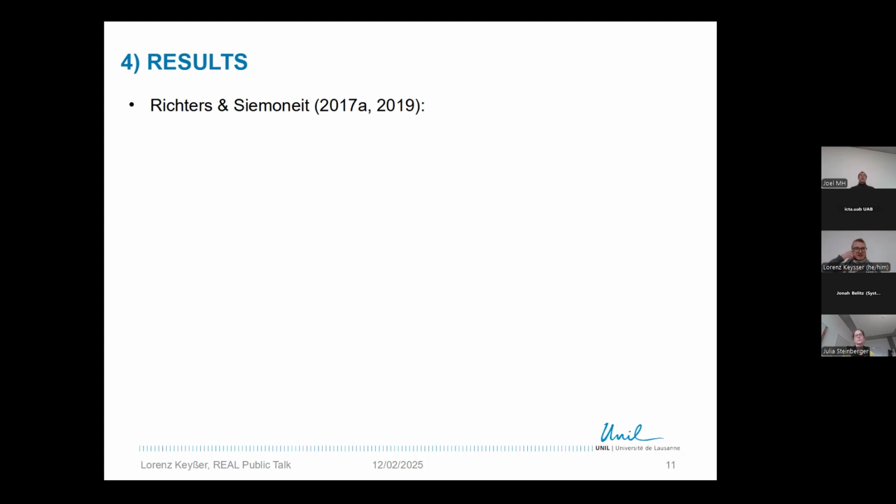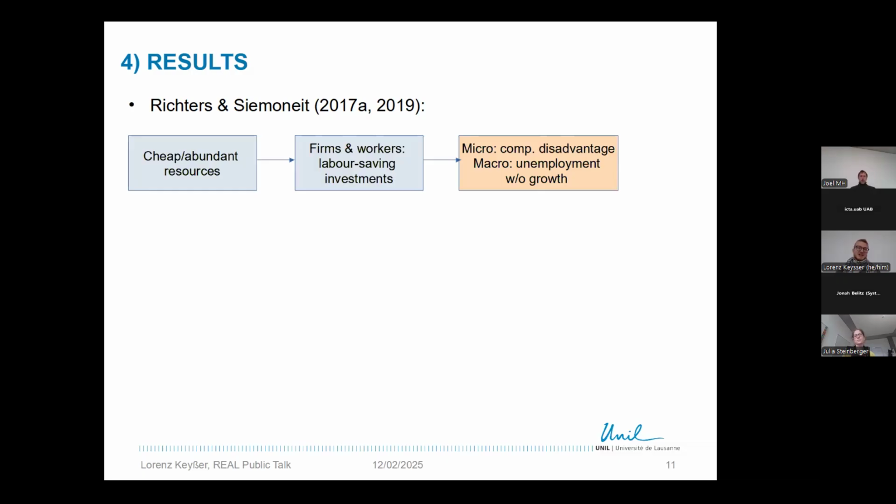Now, I want to dive a bit to give you just an impression of some of the mechanisms that we found, to show you the high variety of mechanisms that exist out there and the different levels on which they argue to exist. For instance, Richters and Siemoneit focus a lot on the prevalence of cheap, abundant resources, which lead to a situation in a competitive market economy where firms and workers who compete with each other have a need to pursue labor-saving investments to replace, for instance, expensive labor power with cheaper machines and energy.